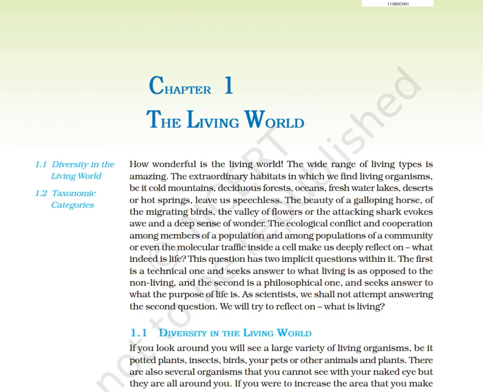The ecological conflict and cooperation among the members of a population and among the populations of a community, or even the molecular traffic inside a cell, make us deeply reflect on what indeed is life. This question has two implicit questions within it. The first is a technical one and seeks an answer to what living is as opposed to non-living, and the second one is a philosophical one and seeks an answer to what is the purpose of life. As scientists, we shall not attempt answering the second question. We will try to reflect on what is living.